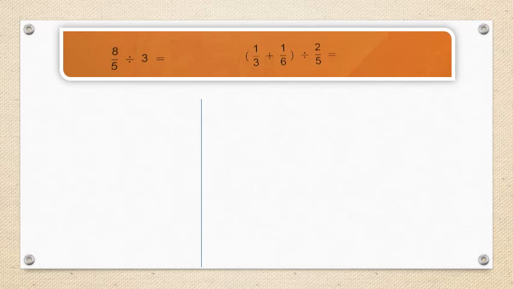Now 8 over 5 divided by 3. We write the first fraction as it is. Division is replaced by multiplication sign, and 3 here means 3 over 1. The inverse of 3 is 1 over 3. Now multiply the numerators by each other. So 8 times 1 is 8 and the denominators by each other, 5 times 3 is 15. It's so easy.